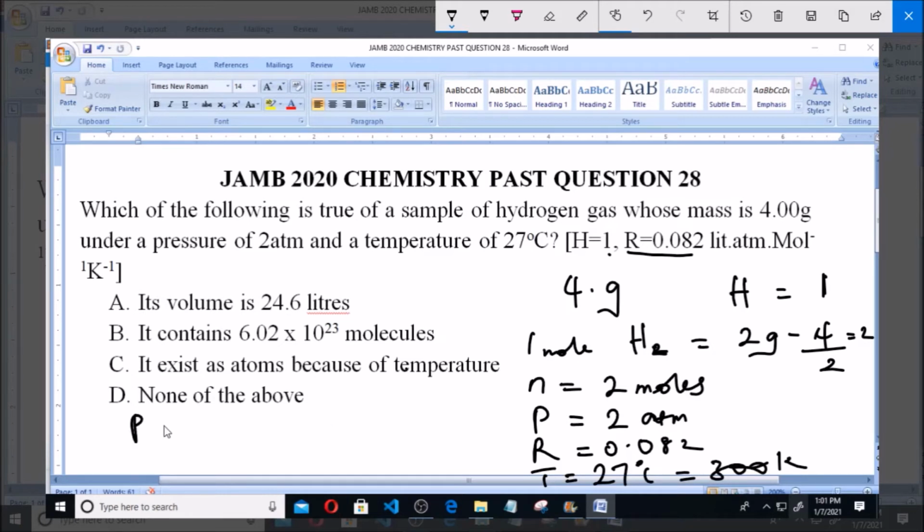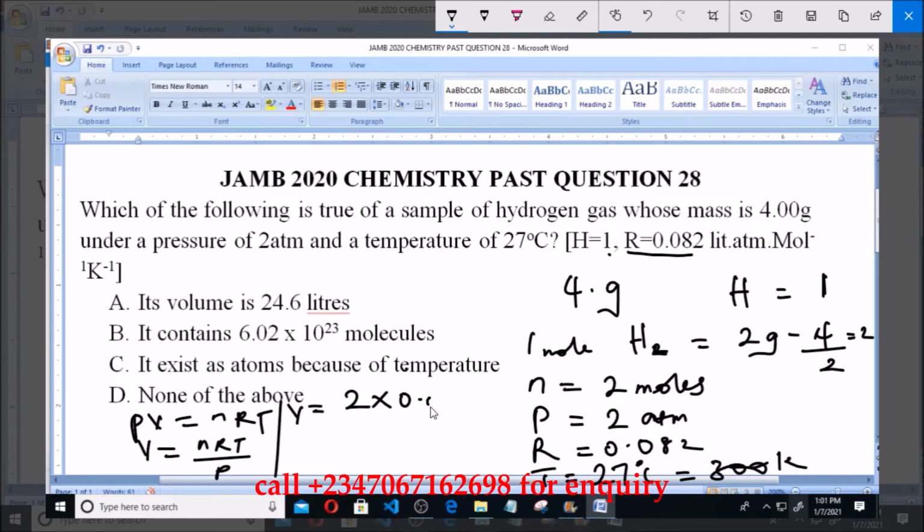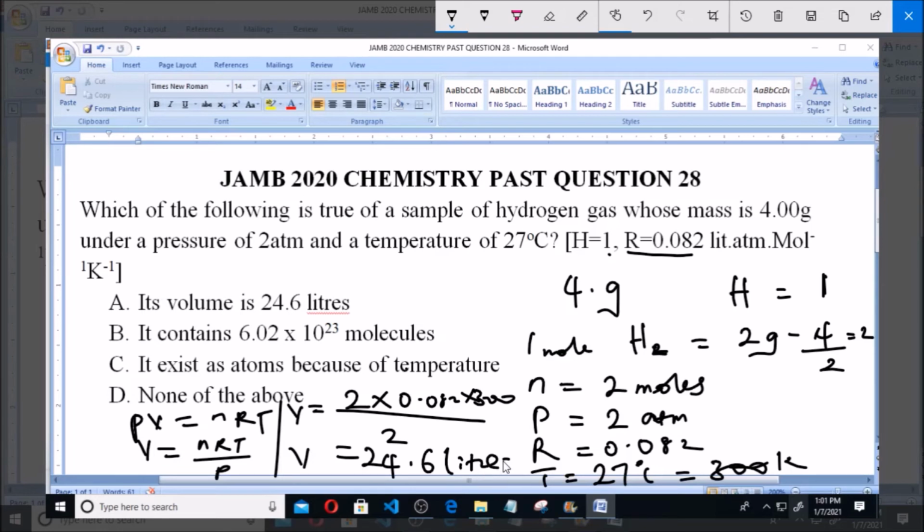From the ideal gas equation, PV is equal to nRT. From here we can say V is equal to nRT all over P. That is, V is equal to 2, which is the moles, multiplied by 0.082, multiplied by T, which is 300, all over P, which is 2. So V is equal to 24.6 liters. Looking at the options, you agree with me that the correct answer to this question is option A, because it is clear that the volume of this hydrogen gas is 24.6 liters, as stated in option A. So option A is correct.